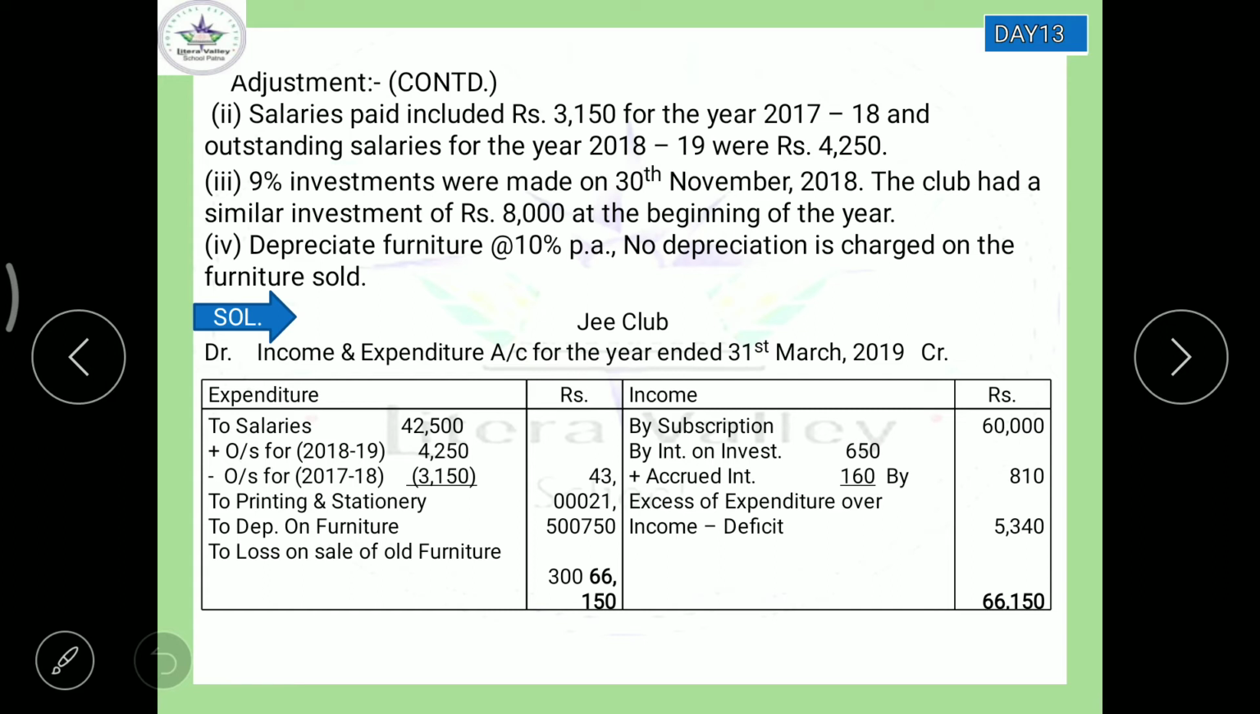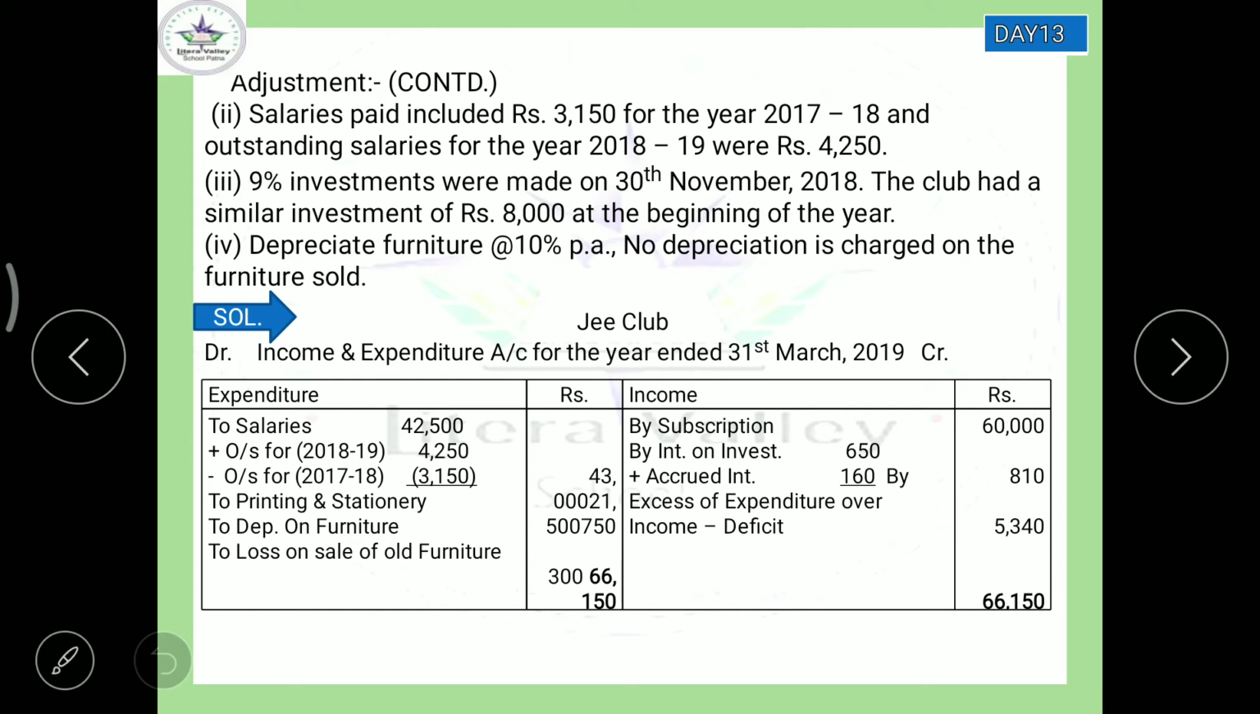Before going to solve the questions or to discuss the answer, I would like to discuss these adjustments. Adjustment number 2, salaries paid included rupees 3,150 for the year. Whatever salary you have paid, 42,500, includes the salary for the last year, 3,150. So you need to deduct it, and salary for this year outstanding will be added here. So altogether the amount of salary is 43,000.